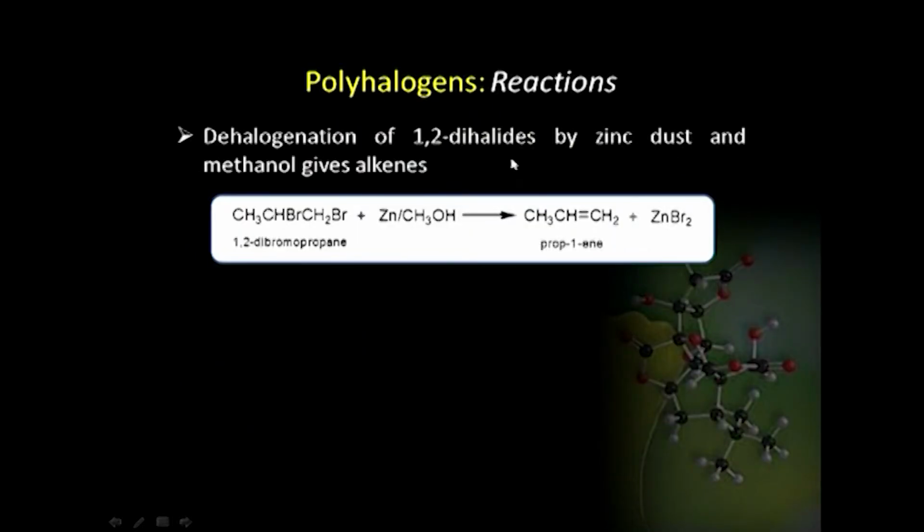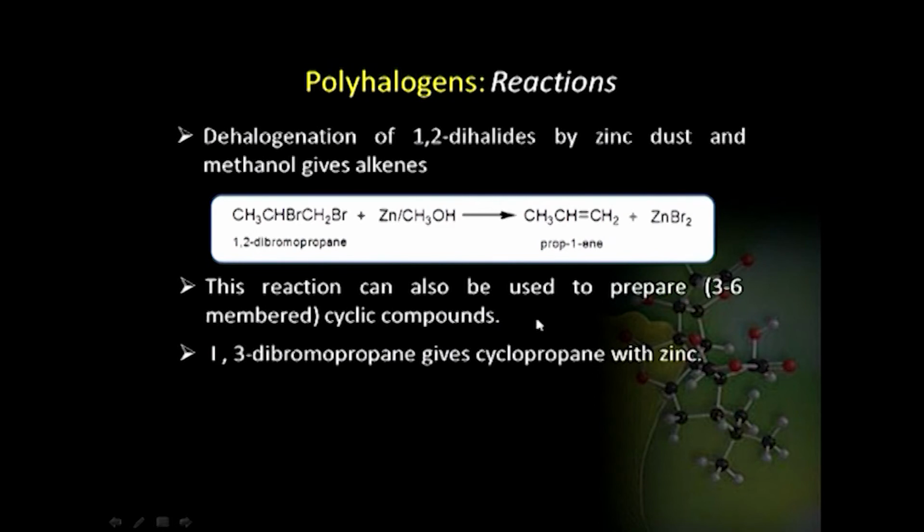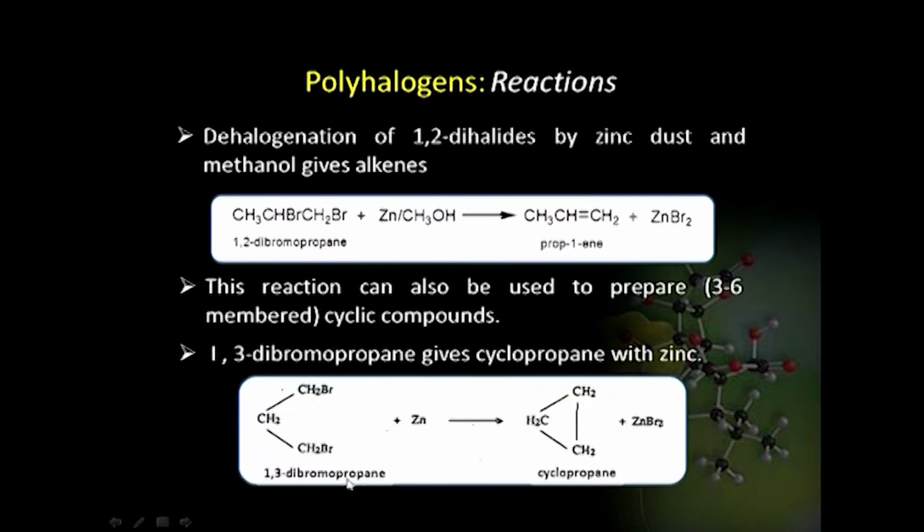The dehalogenation of 1,2 dihalides by zinc dust and methanol gives alkenes. So, 1,2 dibromopropane gives propene. This reaction can also be used to prepare 3 to 6 membered cyclic compounds. For example, 1,3-dibromopropane gives cyclopropane with zinc. So, this is 1,3-dibromopropane and this is cyclopropane.